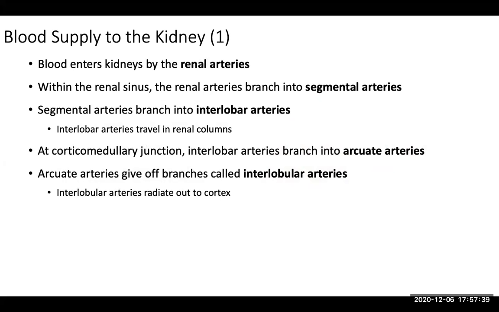So blood enters the kidneys by the renal arteries. From there, they branch into segmental arteries. Then they branch into interlobar arteries, which travel in the renal columns. Then at the corticomedullary junction, the junction between the cortex and the medulla, the interlobar arteries will branch into the arcuate arteries, and arcuate arteries will give off branches called interlobular arteries, and these arteries will radiate out to the cortex.